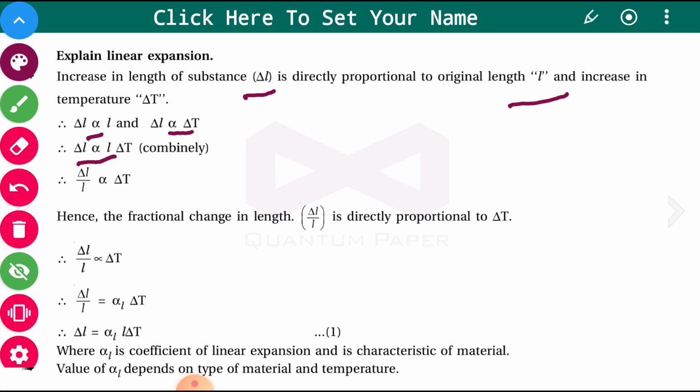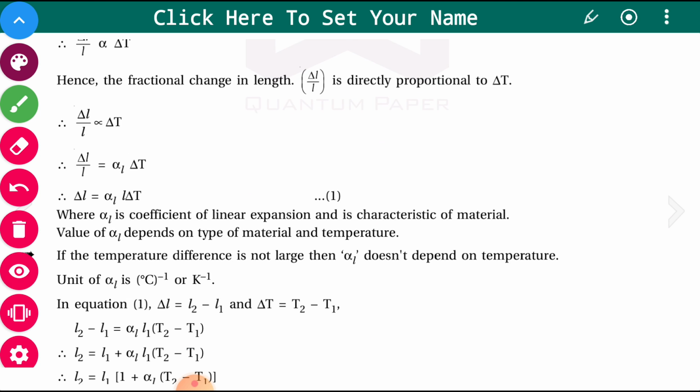So delta L upon L is proportional to delta T. Hence, the fractional change, that is delta L upon L, is directly proportional to the change in temperature. Now if you remove this proportionality, we put one constant, alpha L, where alpha L is the coefficient of linear expansion. So we can say delta L is equal to alpha L into L delta T.